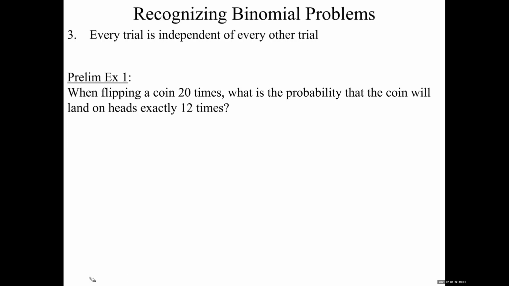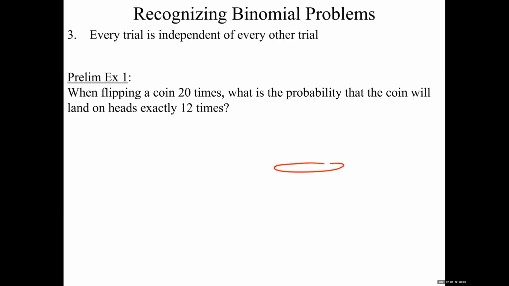When flipping a coin 20 times, what's the probability the coin will land on heads exactly 12 times? We're flipping a coin over and over again, and each flip is independent of every other flip. There's a couple of ways to say that. One way is, when you flip a coin, the next time you flip it, the result doesn't depend on the previous flip. It's not like, oh, it landed on heads last time, so it'll probably land on tails this time. It doesn't work like that. Every single time you flip a coin, it's 50-50 if it lands on heads or tails.